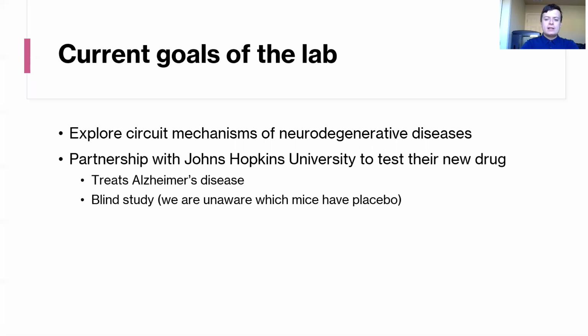And it's a blind study, meaning we are unaware which mice have been administered the treatment for the Alzheimer's disease and which mice have merely been given a placebo. To that end, we are more able to be objective and neutral in our analysis of their data and information. This is crucial because it allows us to be the objective third party, and it allows us to see the impacts of these new drugs as they are treated.